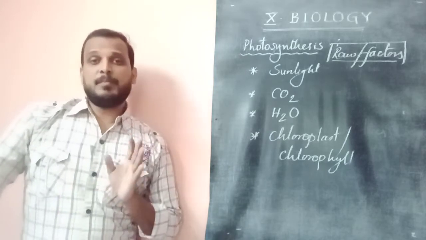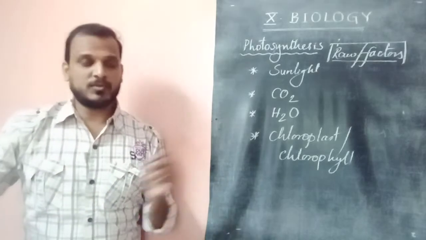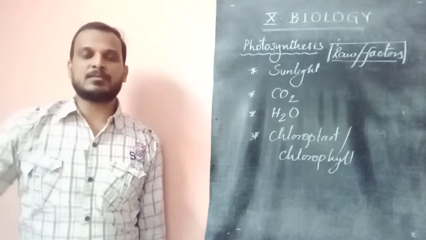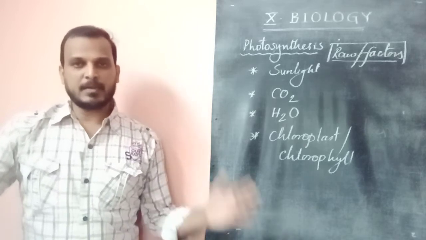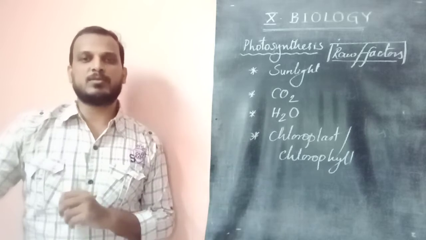So these are the basic factors or raw materials of photosynthesis. It's an important question also. So what are the raw materials or factors of photosynthesis? Let us compare with the plant and animal, autotrophic and heterotrophic.